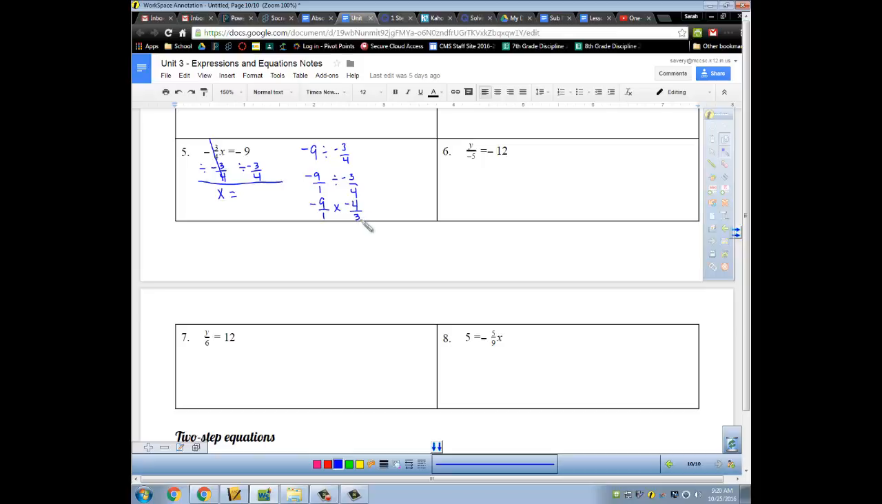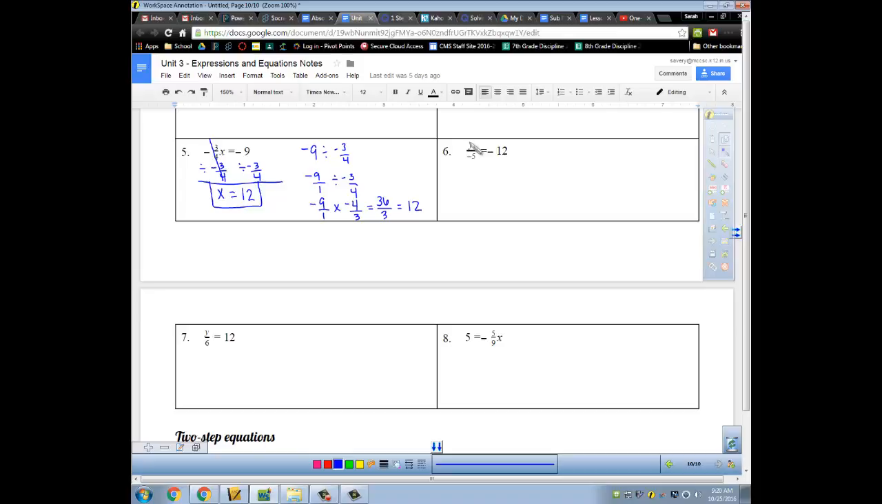Notice I put the negative on my 4. I just always put the negative on my top number. I think it makes things a little simpler. Negative 9 times negative 4 is positive 36. 1 times 3 is 3. 36 divided by 3 is 12. So x equals 12 here. So don't freak out just because you see fractions. We had a whole chapter on fractions. You just got to think about your rules about solving them.